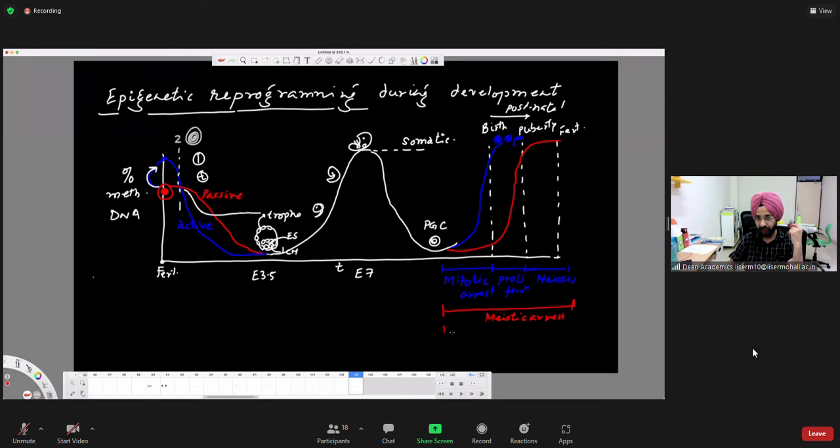From PGC to puberty is your meiosis 1 arrest, and from puberty to fertilization is your meiosis 2. You remember the oocyte actually starts dividing. The final meiosis happens after fertilization. Okay, interestingly, this is the fertilization stage.